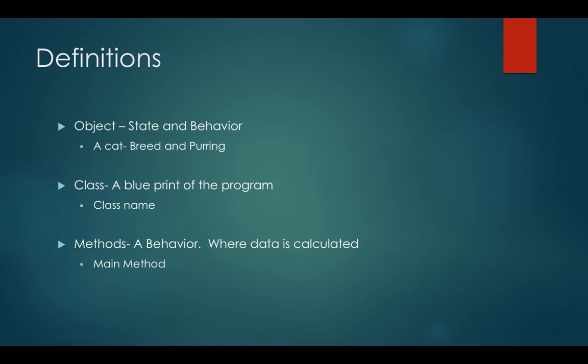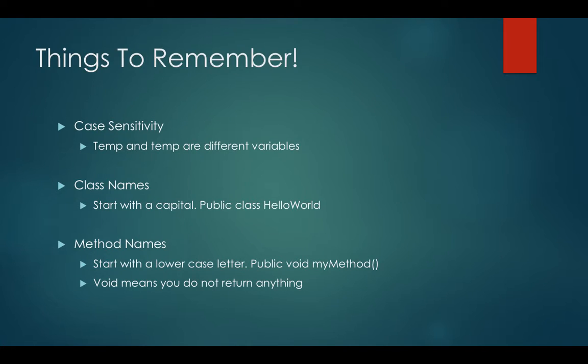A method is most similar to the behavior. A class can also have multiple methods, and this is also where data is calculated and actions are executed. An example of a method is the main method that's in all of our programs. Alright, so in previous lectures we have covered how we compile and run programs, so we are just going to cover some small tips that will help you avoid any kind of errors when you're writing and compiling your own programs.